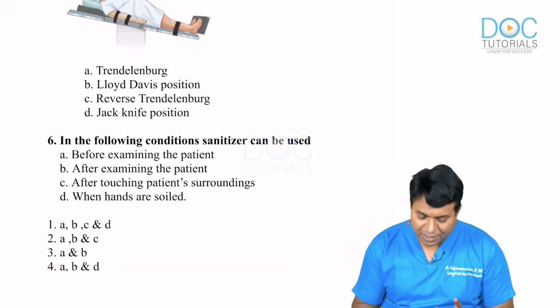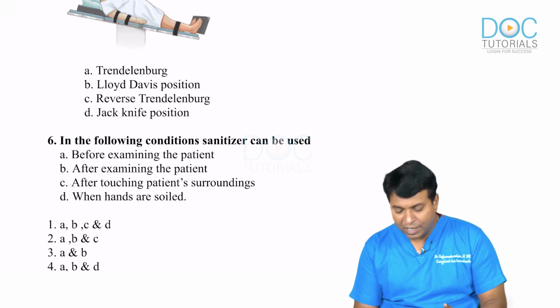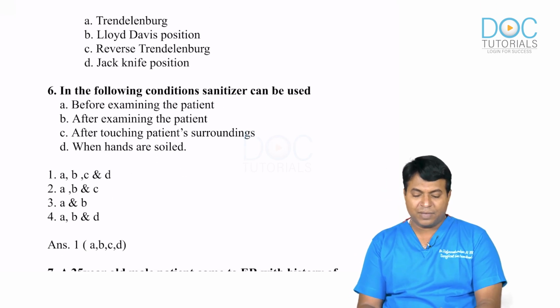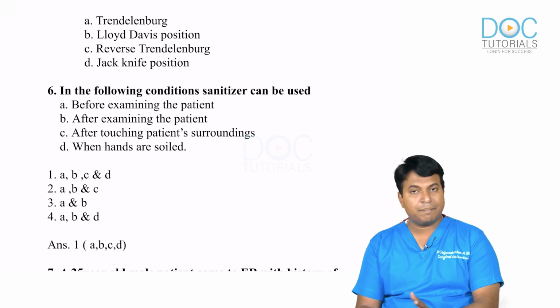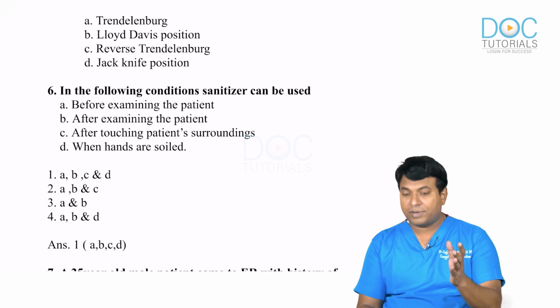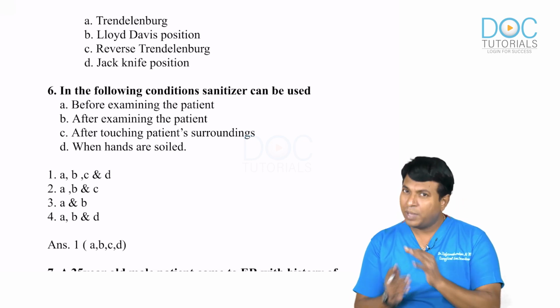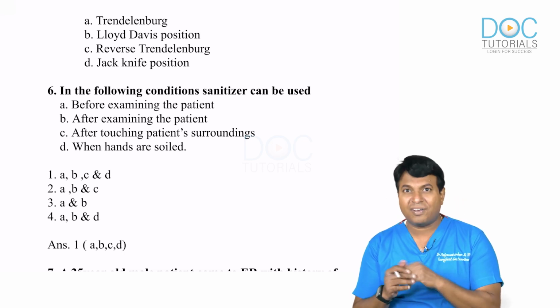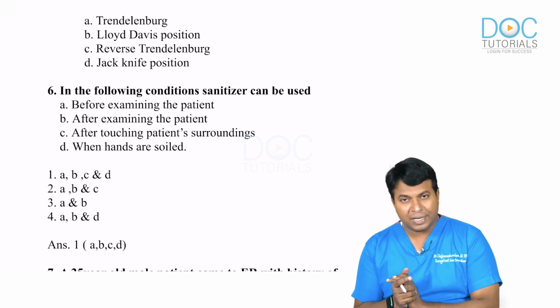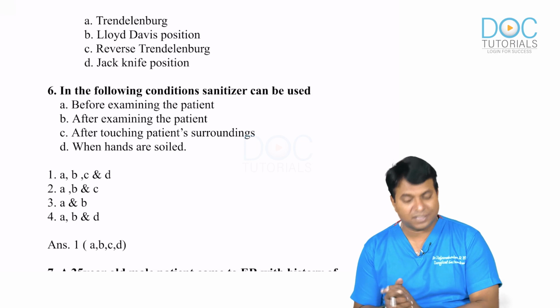So if at all the answer should be A, B, C or A, B, C, D, I hope the microbiologist will clear this. I have given the following conditions in which sanitizer can be used. Better answer will be A, B, C, or a straightforward answer, but even after hand soiling, after washing with the soap and drying our hands, we will put sanitizer, that also we do. So let us see any guidelines given, and based on that we will get the answer soon.